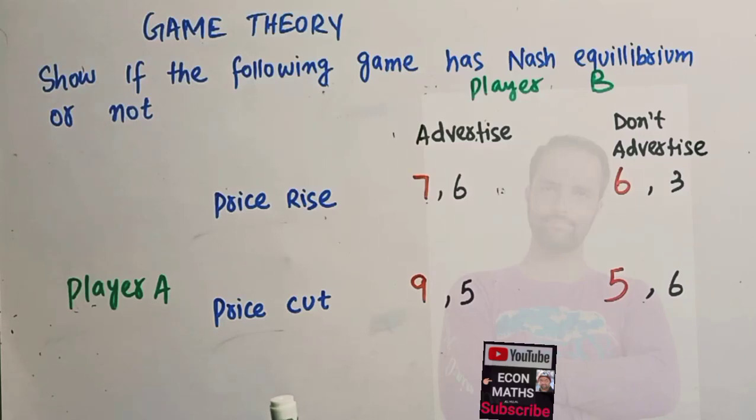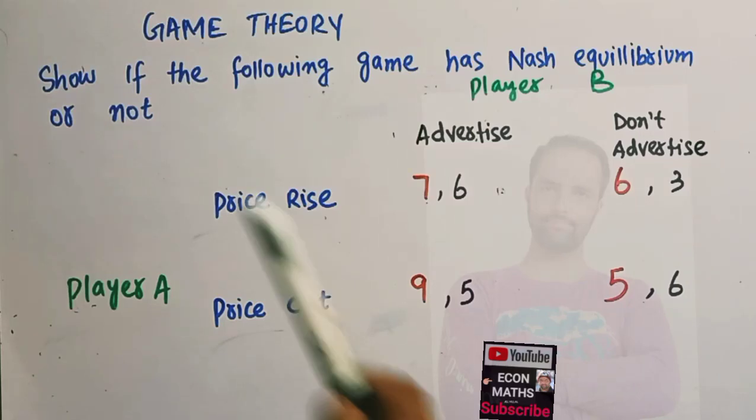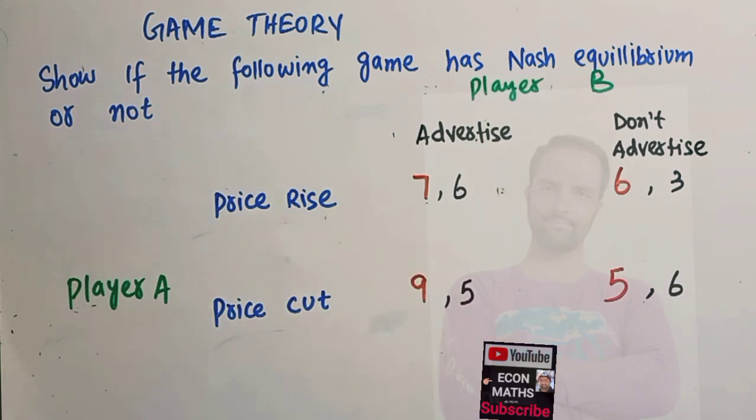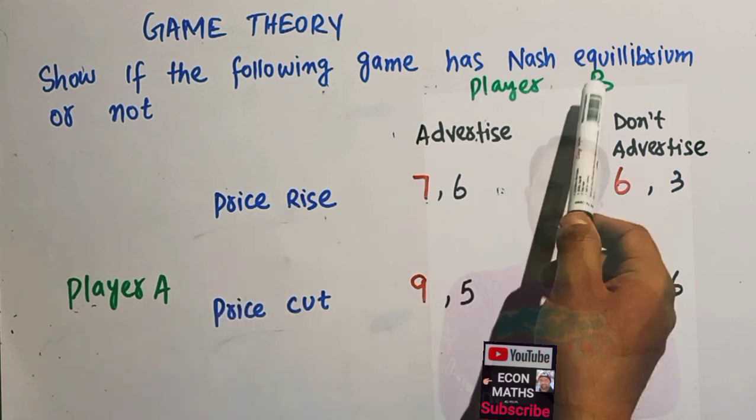In this video, we will solve a problem on game theory. The question is, show if the following game has Nash equilibrium or not. We have the payoff matrix for two players. We have player A and player B.